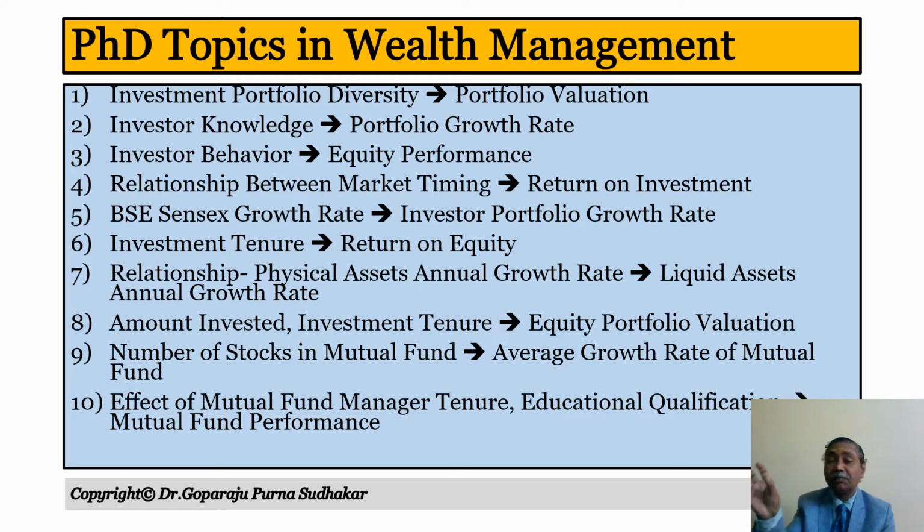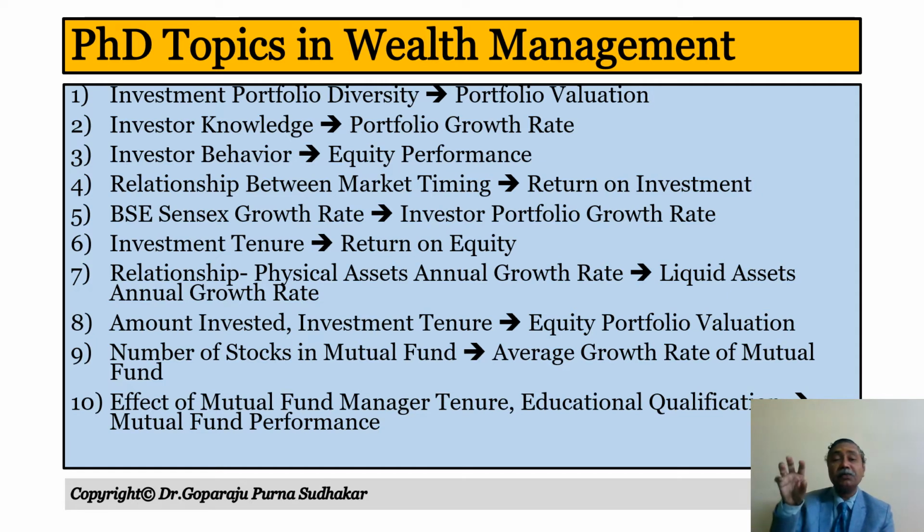So you have invested some $100,000, right? Investment tenure is 10 years. So in 10 years you get $1 million as equity valuation. For example, you invested only $50,000, but you kept it invested for a tenure of 20 years. Then what is the valuation for your 20 years of investment of $50,000? What is the relationship? What is the effect of amount invested and investment tenure over the equity portfolio valuation? That can be further studied.